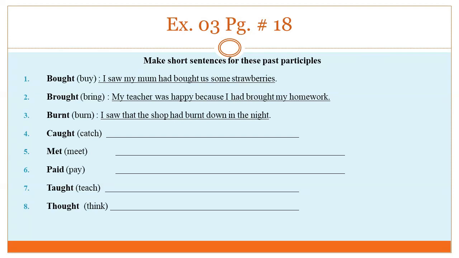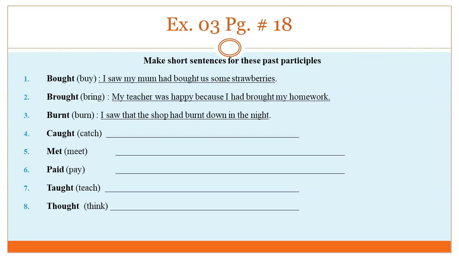And look at the sentence number 1. I saw my mom had bought us some strawberries. So the event that happened first is had bought us some strawberries. My mom had bought us some strawberries. And the event that happened later is I saw.